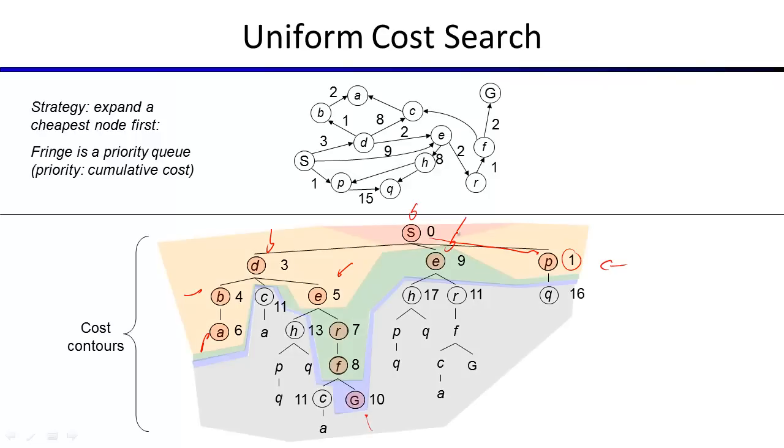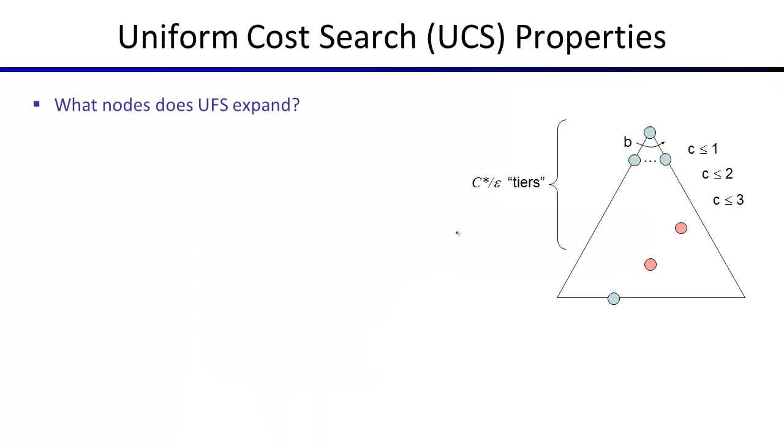So it looks a lot like breadth first search, but the layers now are not just horizontal through the tree, but they're according to the cost that you incurred to reach certain parts of the tree. What are the properties of uniform cost search? Well, what nodes does it expand?